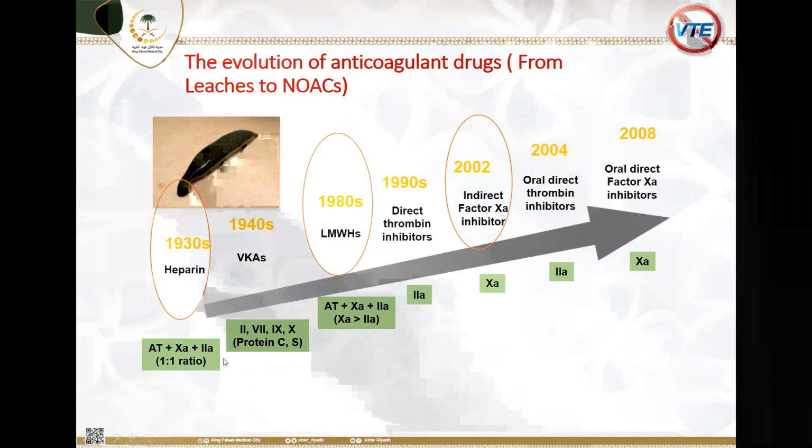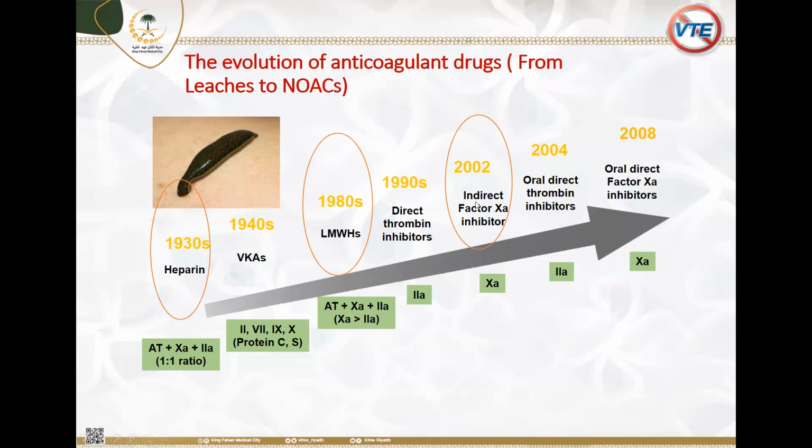Then as we move on, drugs are being aimed at a single target. Here we have antithrombin and 10A with different ratios. Here it is more anti-10A inhibition than thrombin, which is 2A. Then as we move on, in 2002 we have fondaparinux. We call it an indirect factor 10A inhibitor, which only inhibits 10A. This is indirect, because then we have what we call direct. That's why we call it direct oral anticoagulants. Like we have the oral direct thrombin inhibitor dabigatran, then we have oral direct factor 10 inhibitors like apixaban, rivaroxaban, edoxaban, betrixaban. There are many. The pipeline is still ongoing.